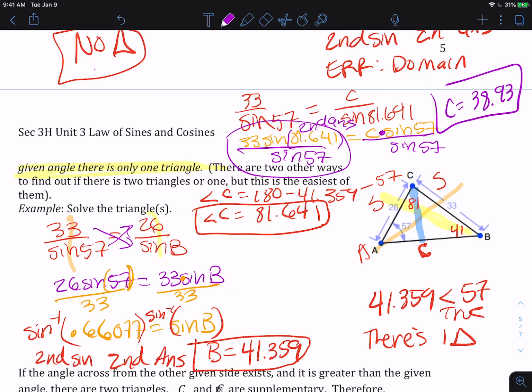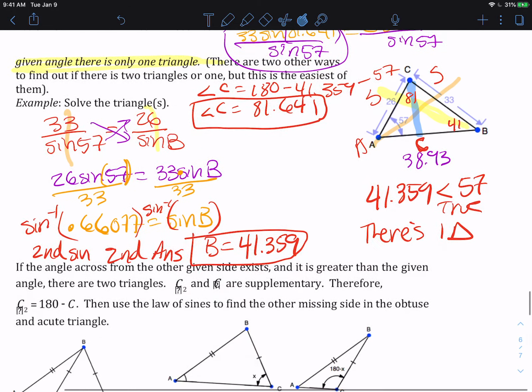Okay. So notice I've got all of my missing pieces of information. Now, what happens when there are two triangles? Let's take a look at that one.